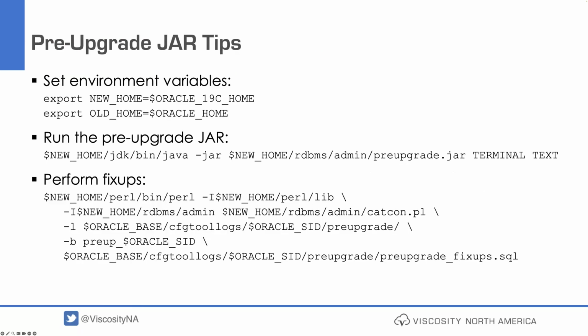From an upgrade perspective, I'm using the pre-upgrade jar here, but with AutoUpgrade, this will actually be replaced. Very similar. It'll create a pre-upgrade fix-up script that you run. This is the manual way. AutoUpgrade will handle all this for you automatically.